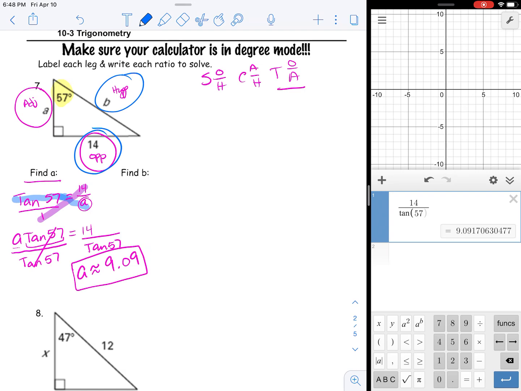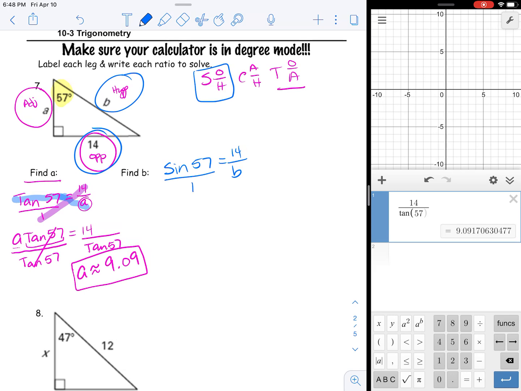So since I'm using the opposite side and the hypotenuse, which is the 14 and the B, I need to find the trig function that uses O and H. That function is the sine function. So I'm going to set up the problem as sine of 57, sine of my angle. Your angle always goes with your trig function. And then the opposite over the hypotenuse.